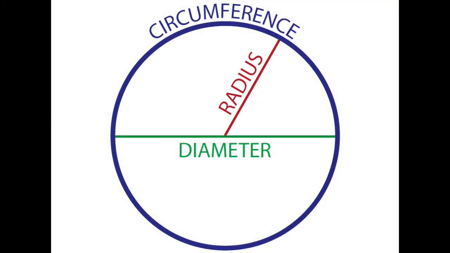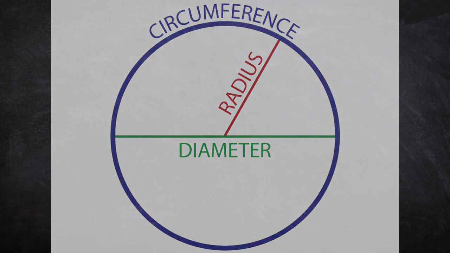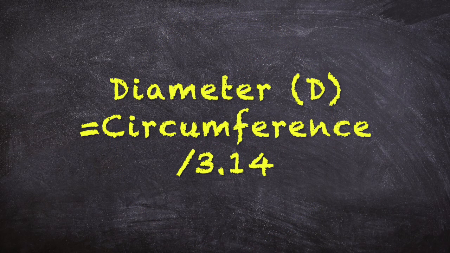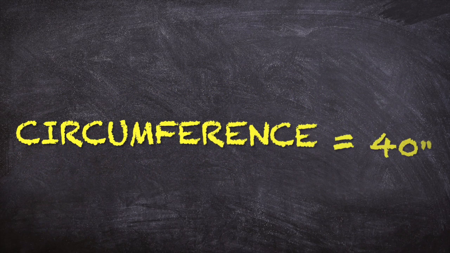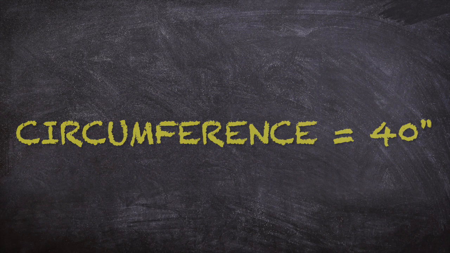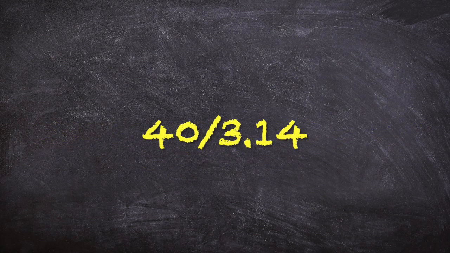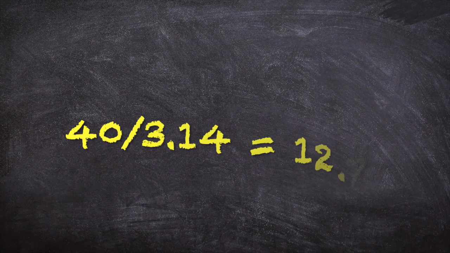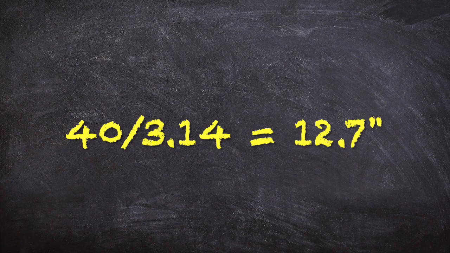If you have a tree circumference at breast height and need the diameter, use this formula to calculate it. Diameter is equal to circumference divided by pi. Pi has a value of 3.14. For example, if a tree's circumference is 40 inches, divide 40 by 3.14. The diameter at breast height, or DBH, is 12.7 inches.